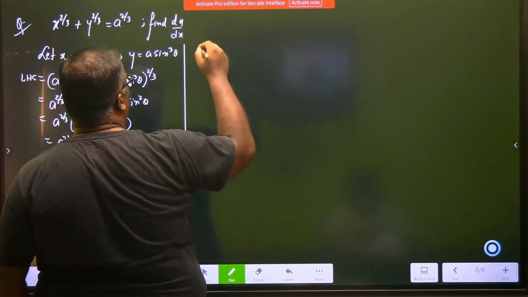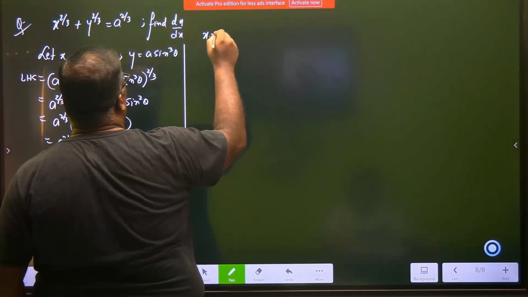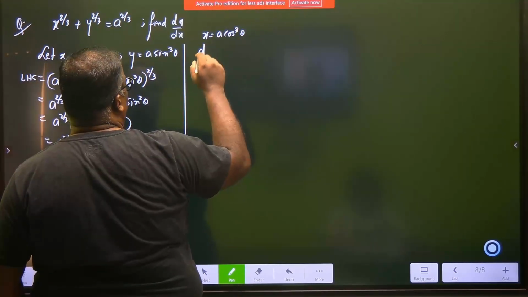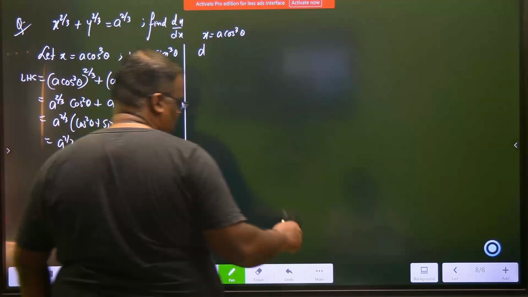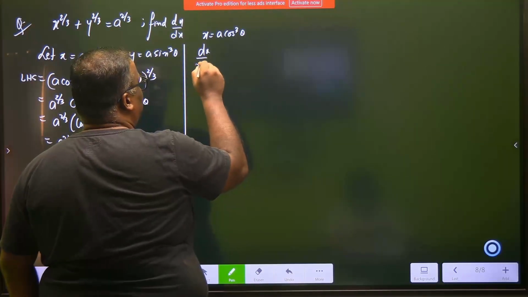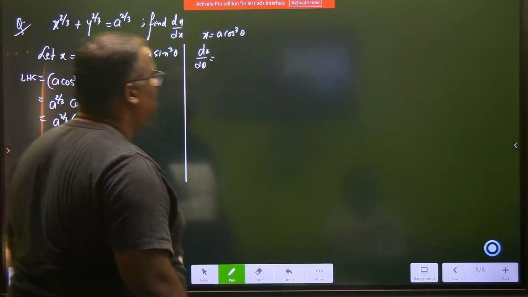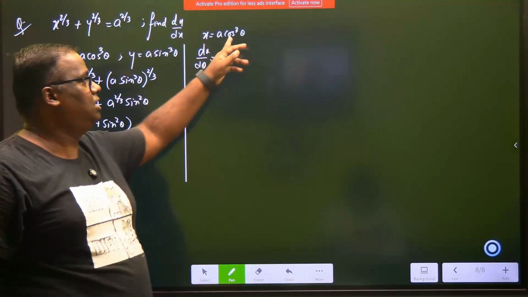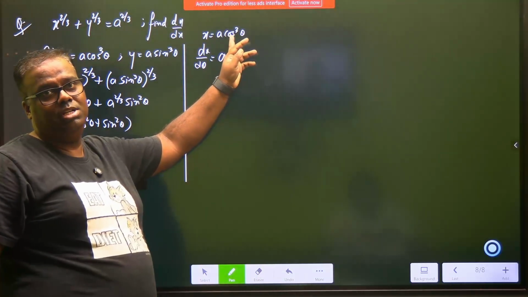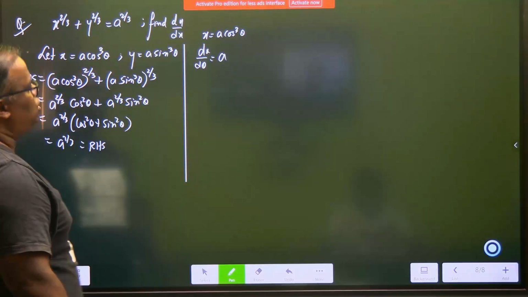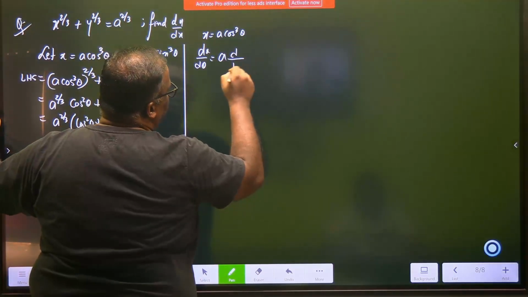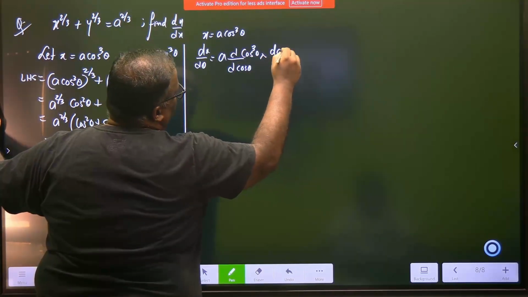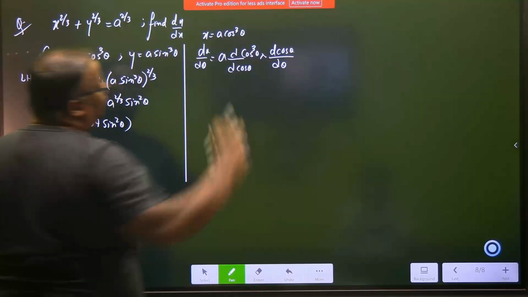So what's our problem? x is equal to a cos cube theta. Chalo, let's do this. So dx by d theta. Can anybody do dx by d theta? Look, power function angle. Always remember power function angle. So how will you differentiate it? Shall I show steps broken for this one? Steps completely broken. So this will be d by d cos theta of cos cube theta into d cos theta divided by d theta. Power function angle.